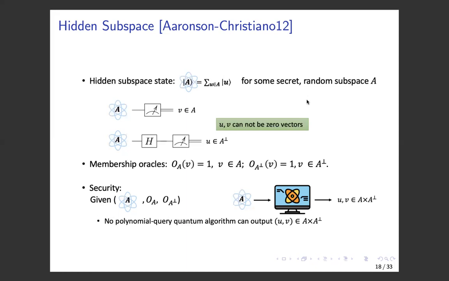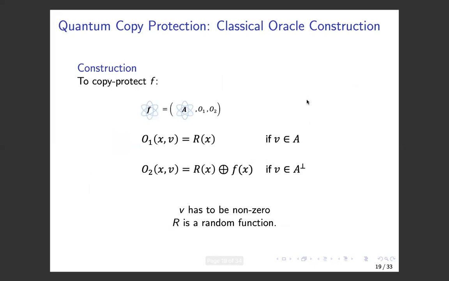And finally, our security relies on something we call the direct product property. And this property says that given one copy of the hidden subspace state A, and access to the membership oracles for A and its dual subspace A perp, no polynomial query quantum algorithm can output two vectors, one in A and the other in A perp.